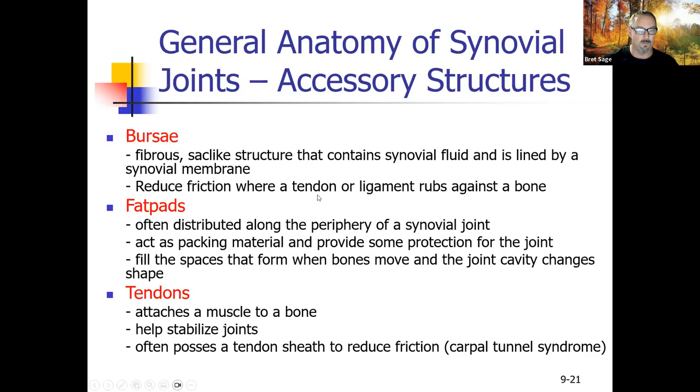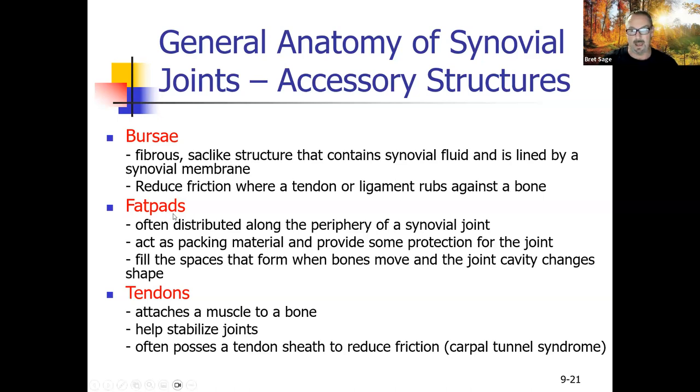Some more structures of a synovial joint. You may have heard of a thing called bursitis. Well, bursitis is when these bursae, bursa, singular, bursae, plural, these fibrous sac-like structures that contain synovial fluid, and they're lined by a synovial membrane. So you put them in places where you need to reduce friction, where a tendon or ligament rubs across a bone. You may have heard of carpal tunnel syndrome. Well, there are bursae in there, and there are bursae in your shoulders. And if you overwork those joints, those ligaments and tendons are going to rub across the surface of the bursa and irritate it, making it inflamed, hence bursitis.